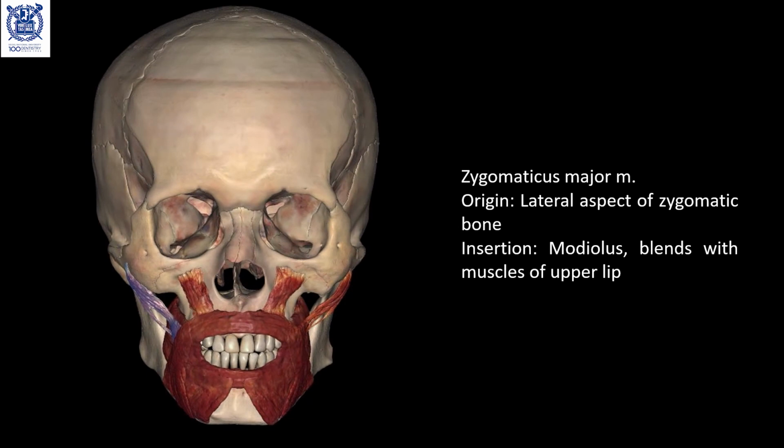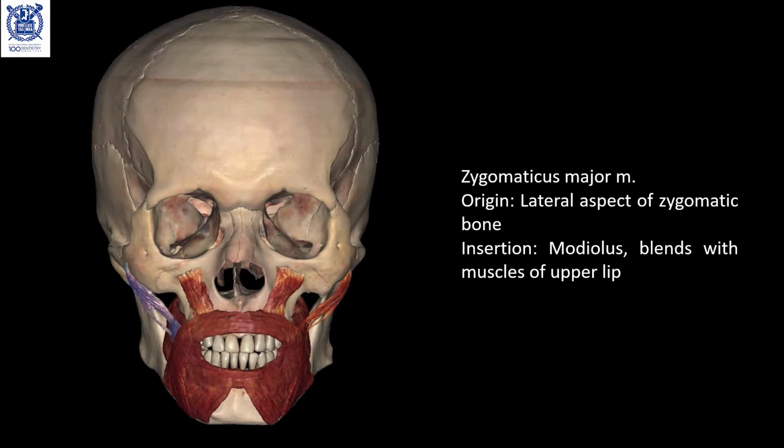Zygomaticus major muscle. It originates from the upper margin of the temporal process, part of the lateral surface of the zygomatic bone. It inserts into tissue at the corner of the mouth, also known as the modiolus, and it blends with the other muscles of the upper lip. This muscle is supplied by the buccal branch and the zygomatic branch of the facial nerve.